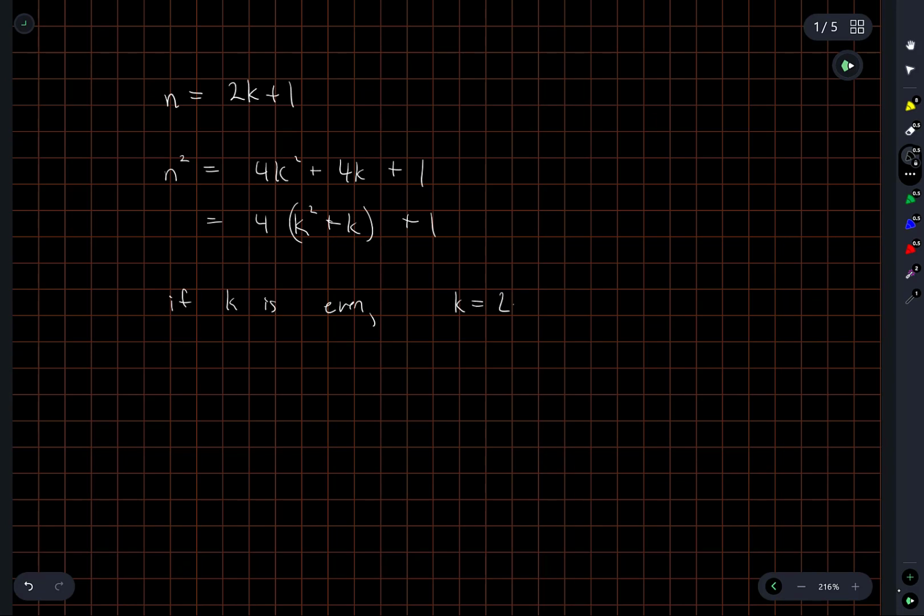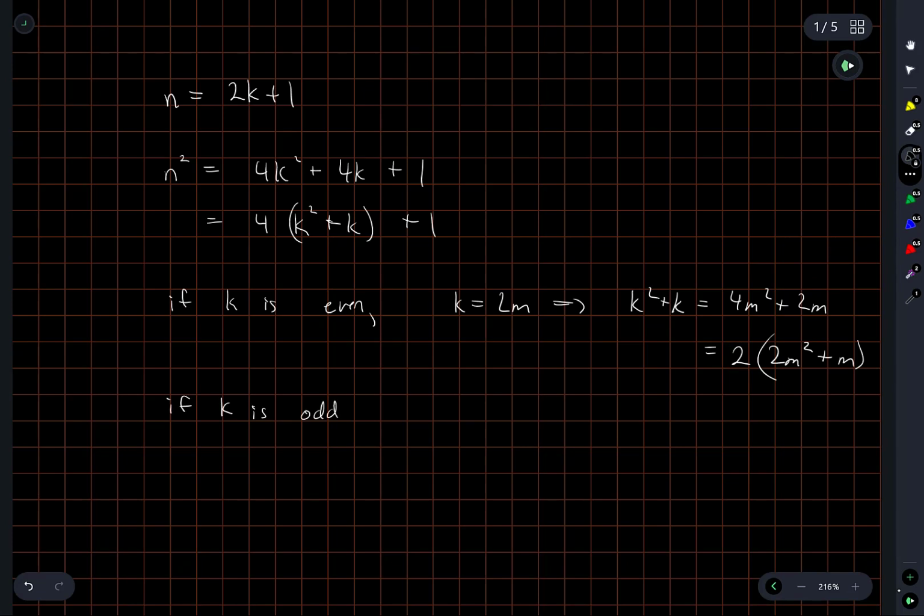Okay, well, if k is even, then k is equal to 2m, which implies k squared plus k is equal to 4m squared plus 2m, which is 2 times (2m squared plus m). Okay, so there's my factor of 2, and I'm happy.